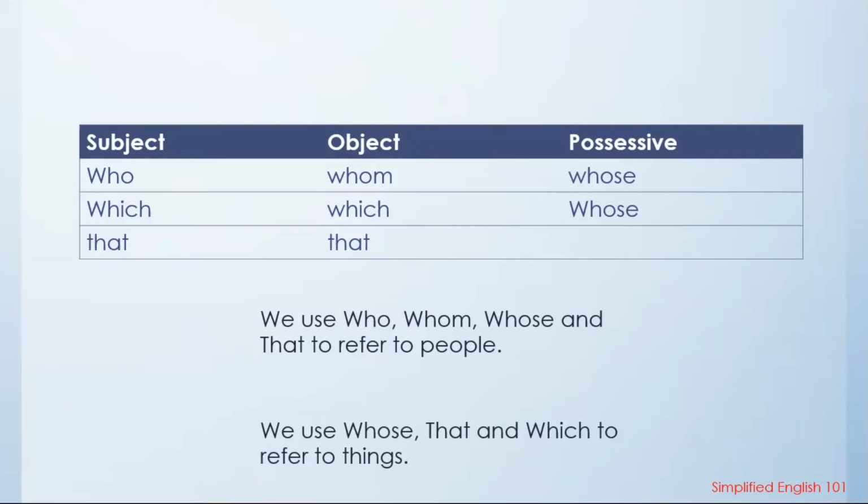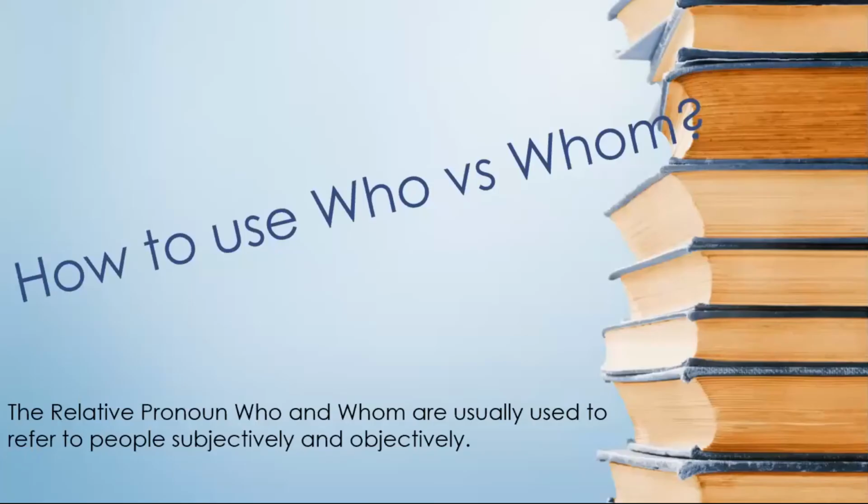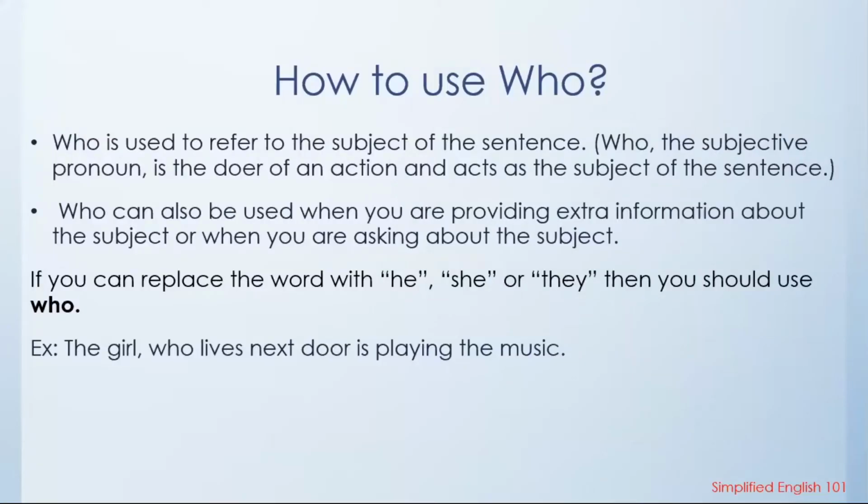Now, the focus for today's lesson is how to use who versus whom. Now that you have developed a foundation for understanding who and whom, let us now look at how to use each. Who is used to refer to the subject of the sentence. Who, the subjective pronoun, is the doer of an action and acts as the subject of the sentence. It means that who is always used when the subject of the sentence is the doer of the action.